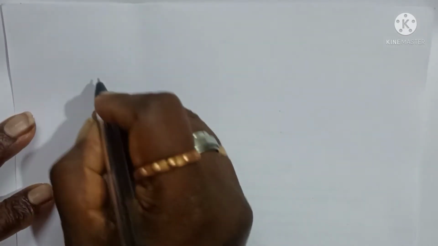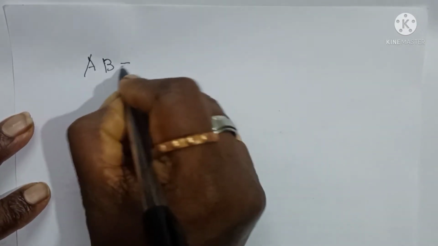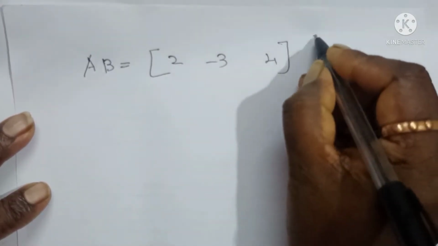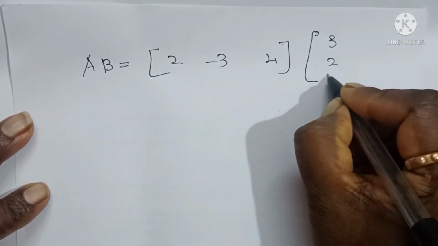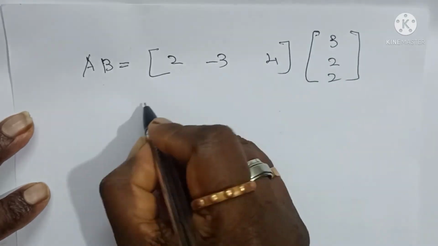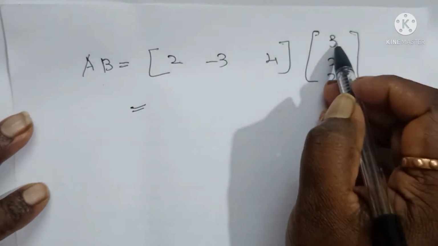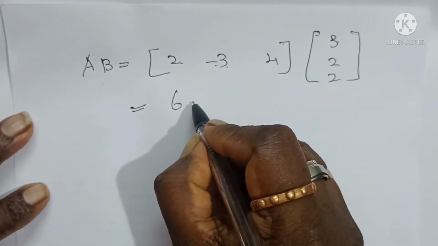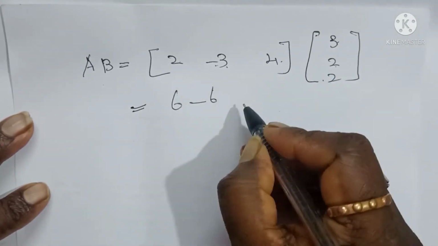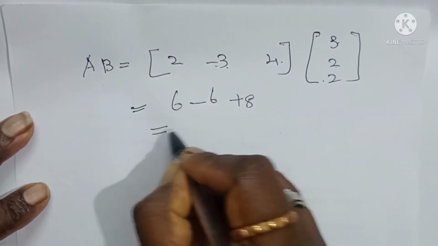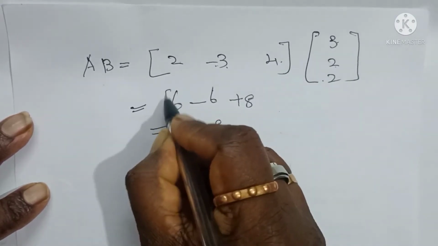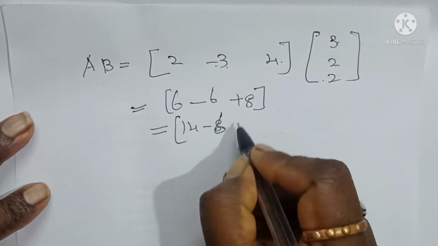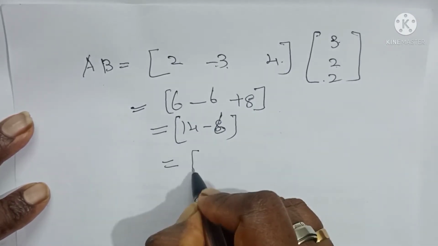So first you have to find AB. AB is equal to, what is A? 2, minus 3, 4. Then B is equal to 3, 2, 2. You have to multiply these. So 2 into 3, how much? 6. Then minus 3 into 2, minus 6. 4 into 2, plus 8. So which is equal to 14 minus 8. Here you have to put this bracket. So 14 minus 6, which is equal to 8.